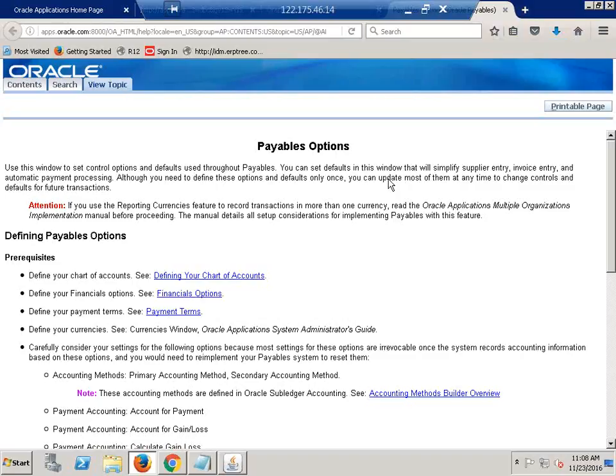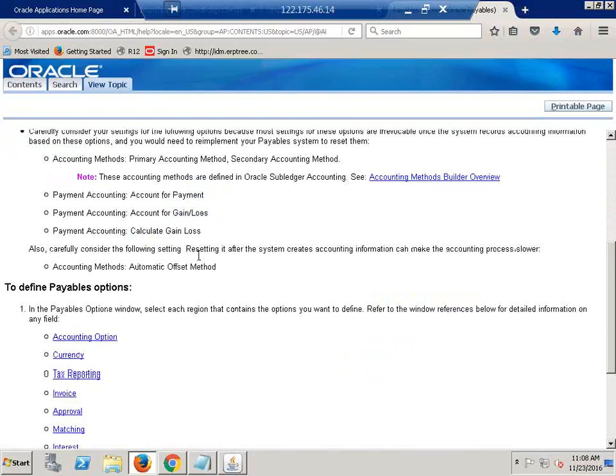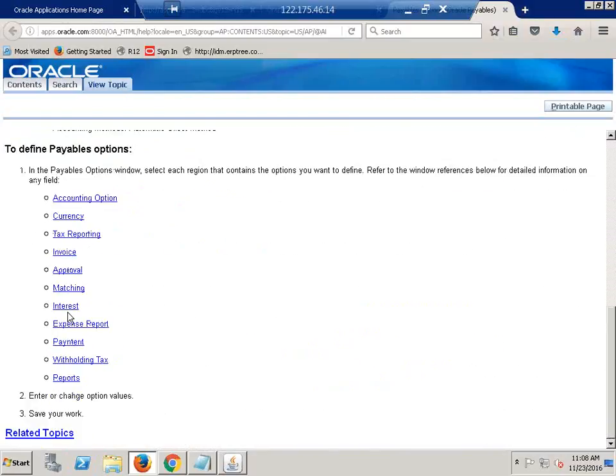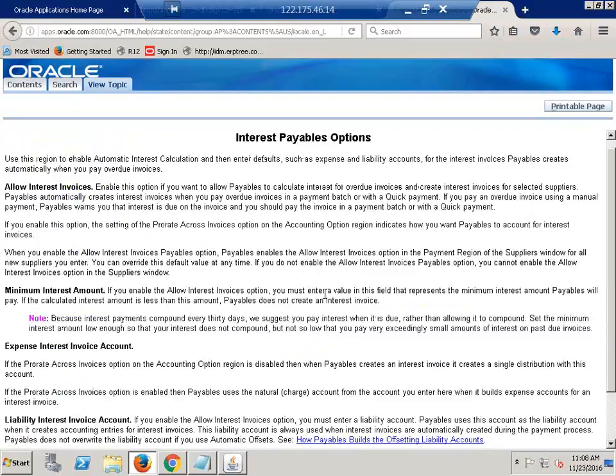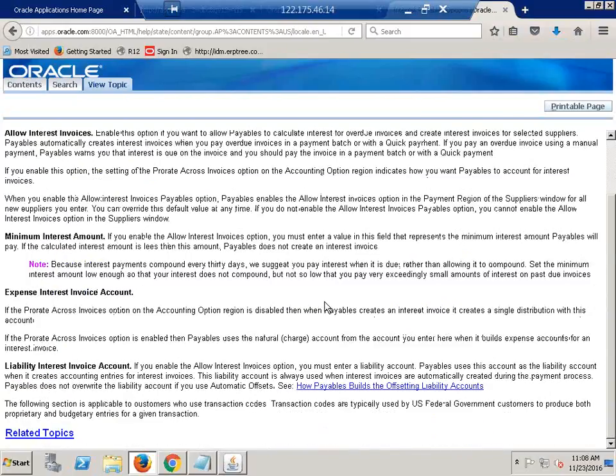Payables Options. What is the purpose of Payables Options? What are the different tabs we have? And what is the meaning of each and every one? Here we have Interest. Click on it and you can read and enjoy that.